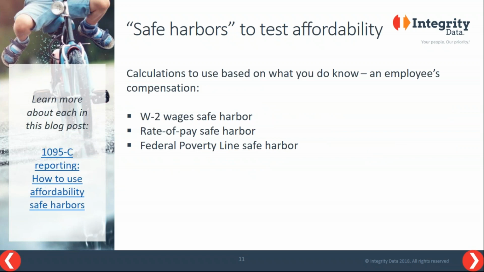You know each of your full-time employees' compensation. Now you can choose from 3 safe harbors when applying the affordability percentage. The affordability percentage is 9.69% for tax year 2017 and 9.56% for tax year 2018. Safe harbors establish maximums not to exceed. Safe harbors can differ by employee type, job function, department, or physical location. Once a safe harbor is established for the year, it cannot be changed until the plan renewal of the following year.